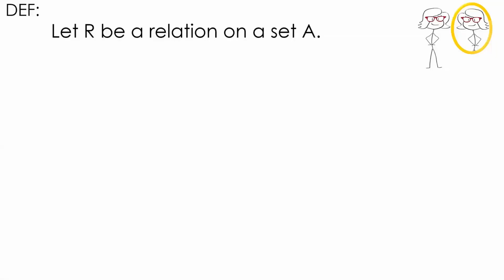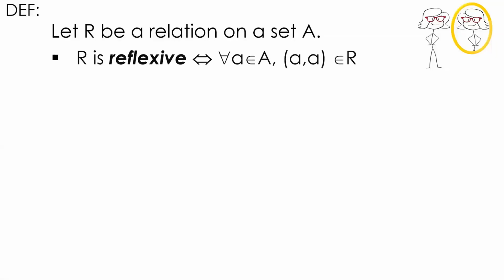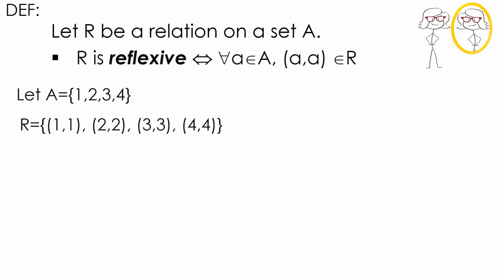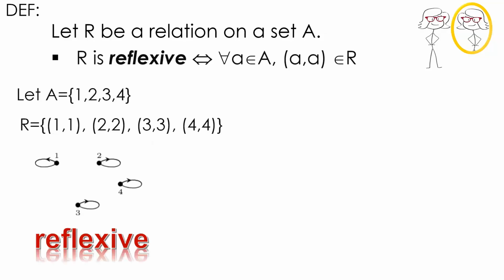First one I want to talk about is reflexive. A relation is reflexive on a set A if for all a in A, (a, a) is in your relation. Everybody is related to themselves. So for example, if I had the set {1, 2, 3, 4}, for it to be reflexive, I would need (1,1), (2,2), (3,3), (4,4). I need a loop at each point. So this is a reflexive relation.